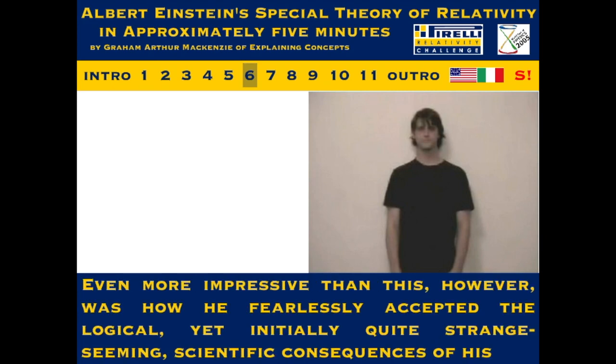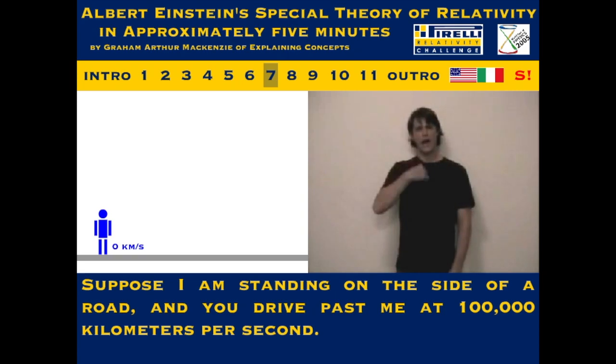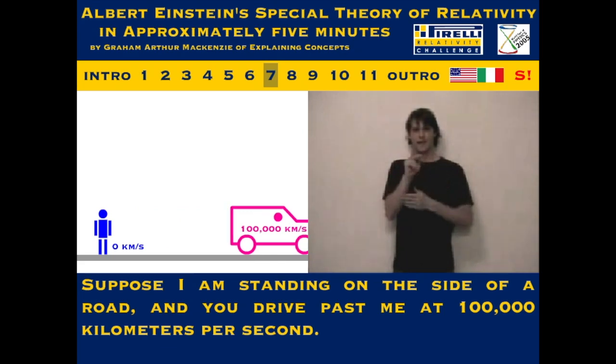Even more impressive than this, however, was how he fearlessly accepted the logical, yet initially quite strange-seeming, scientific consequences of his interpretation. Some of the major ones are as follows. Suppose I am standing on the side of a road, and you drive past me at 100,000 kilometers per second.